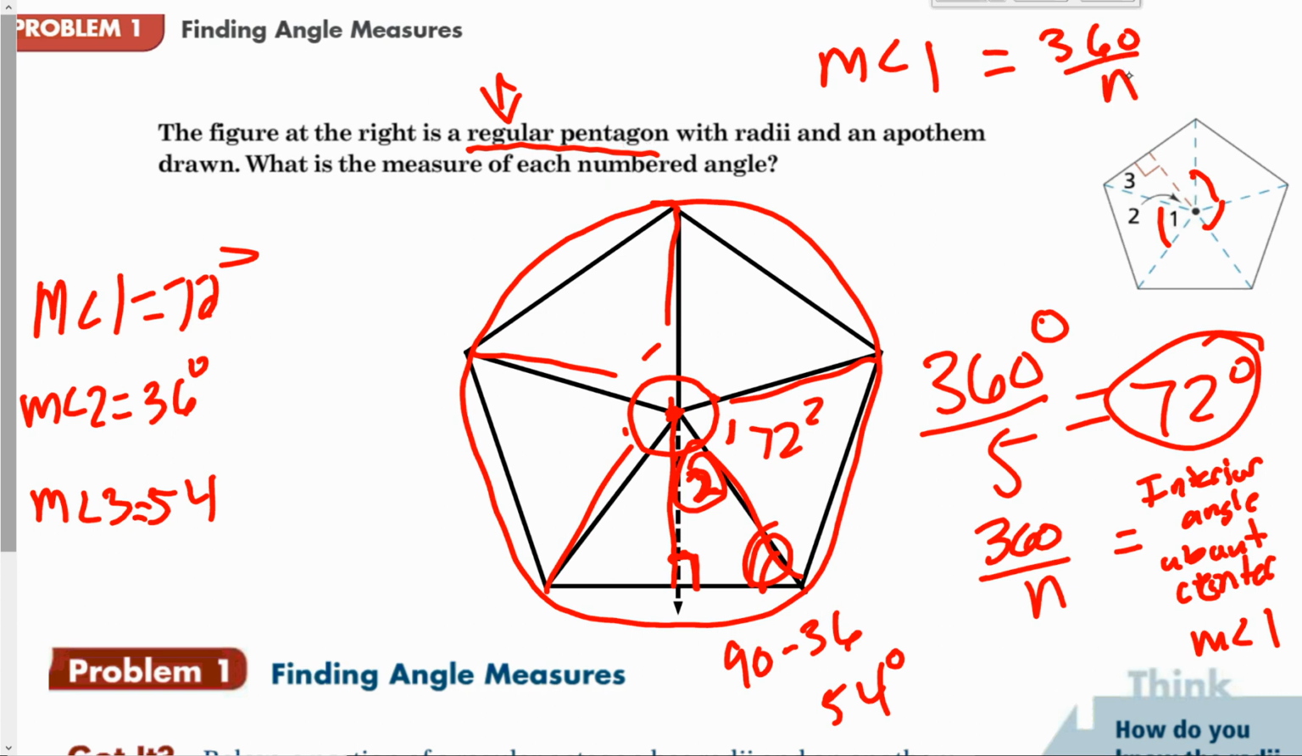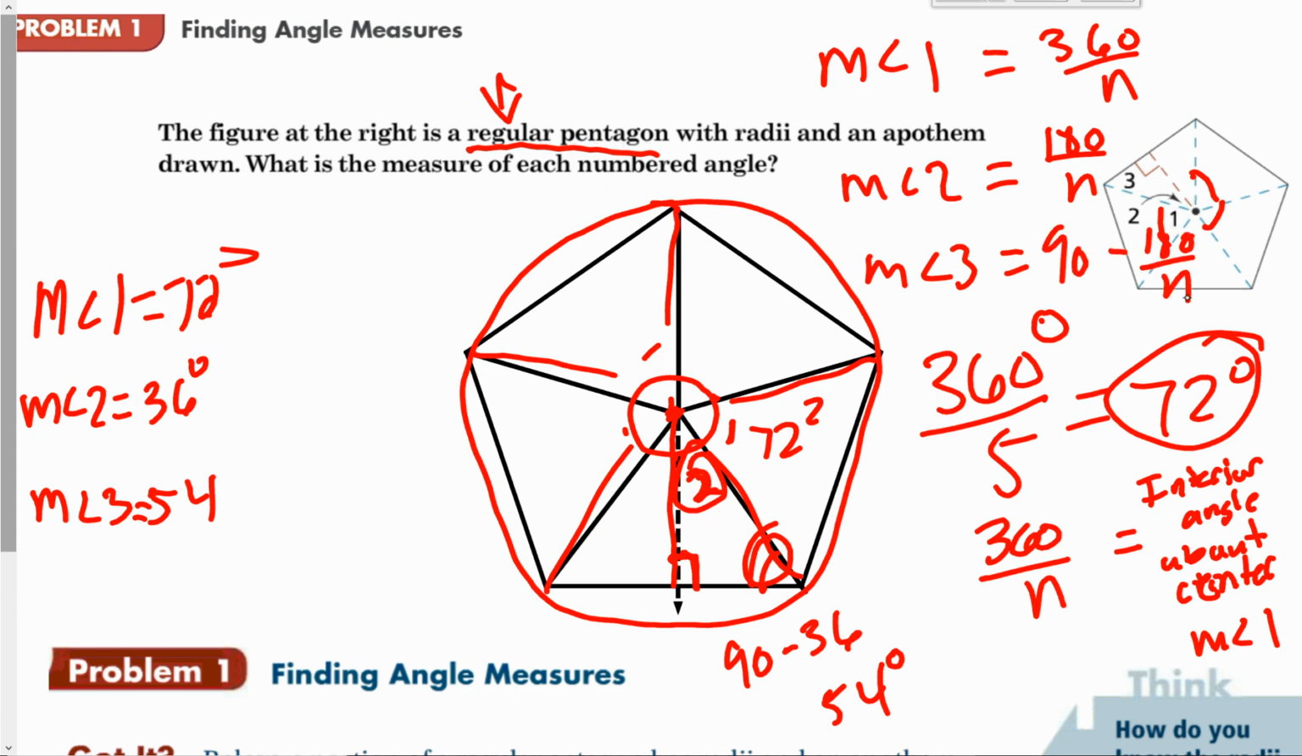So measure of angle 1, if they're labeled this way always, will always be 360 divided by n. Measure of angle 2, again if they're labeled this specific way, angle 2 being the one bisected by the apothem, is just this divided by 2. And when I divide this by 2, I'm multiplying by 1/2. The 2 and the 360 would cancel out, so I'd get 180 over n. And then to get angle 3, I would just take that 180 over n and subtract it from 90.